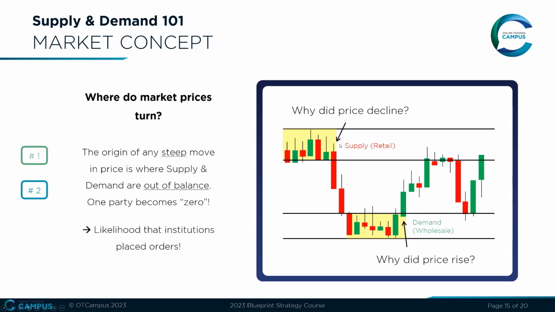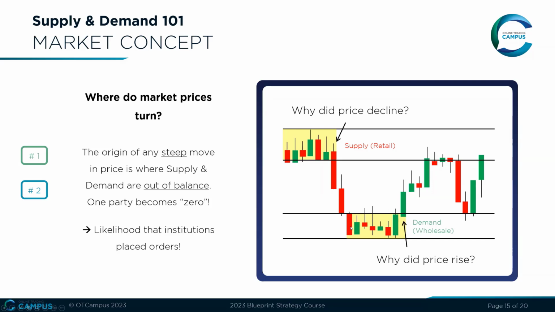So since we know that it's very likely that it was institutions that created this imbalance, it's likely that they are going to be willing sellers again at this area. So if price then comes back in, we are going to be a seller here as well.